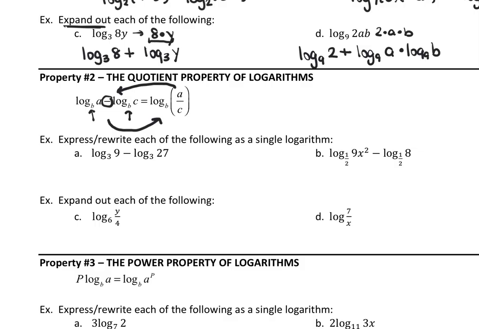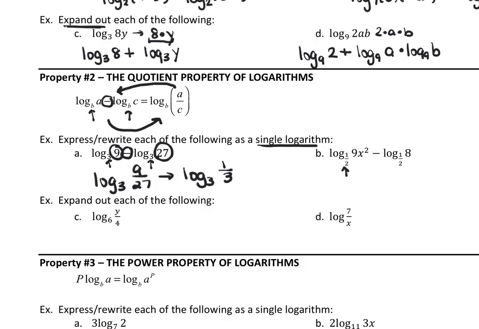So first, to a single logarithm, check your bases, base 3, the sign in the middle is a negative, so it's division. So it's log base 3, and then it's the first one, the 9, divided by the second one, the 27. And just notice this one can be reduced, so if you can reduce it, you would be expected to do so. So both the 9 and 27 can be divisible or reduced by 9. So our answer would be log base 3 of 1/3.